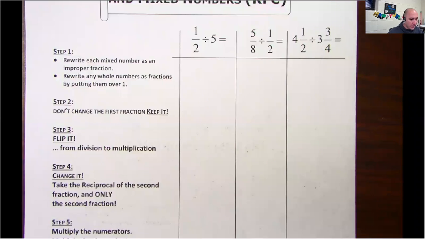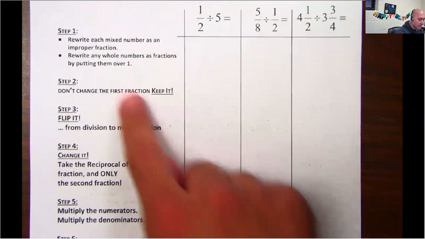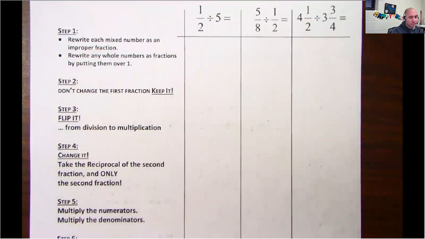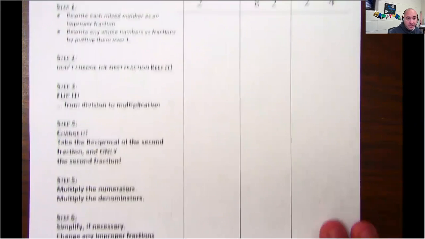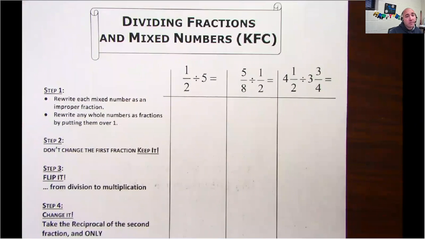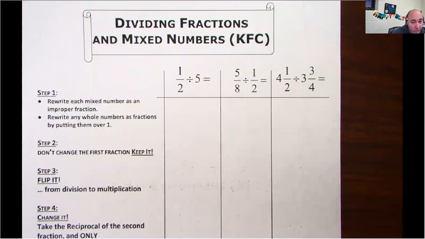Dividing fractions. Now, guys, on the left-hand side here, it tells you the steps to how to divide fractions. But I'm going to keep it easy. When you're dividing fractions and mixed numbers, we do something called KFC.